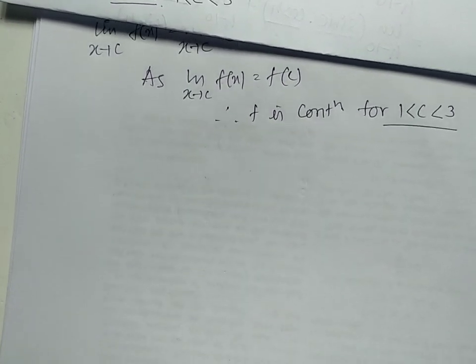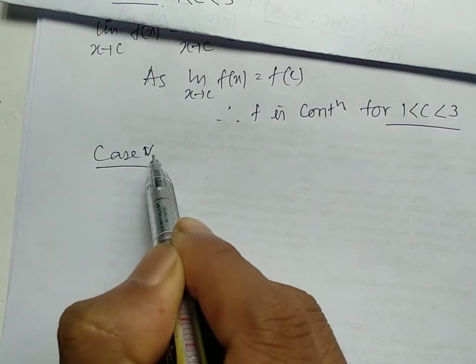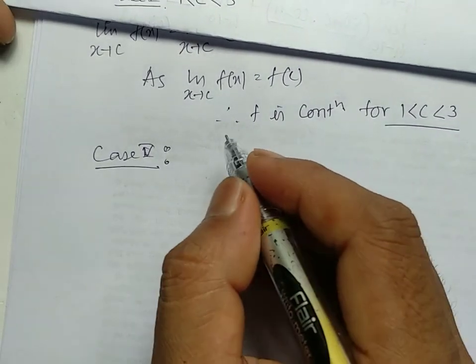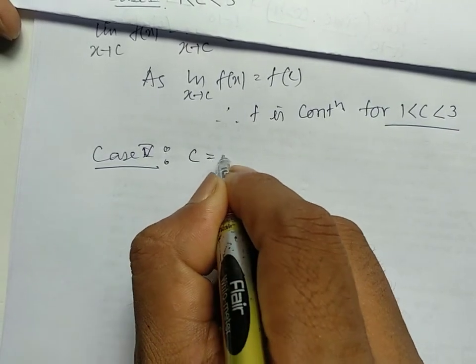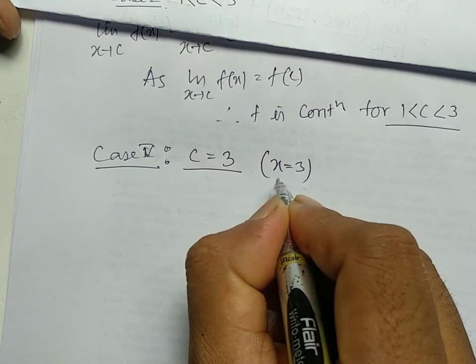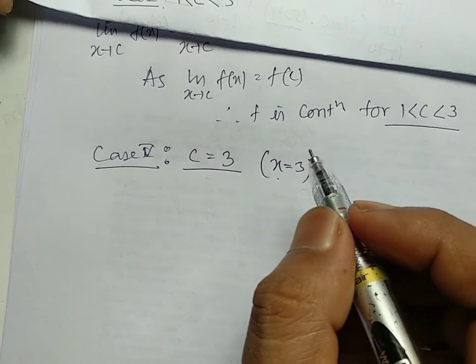Case 5. What is case 5? So we will discuss case 5. Case 5 is nothing but C is equal to 3, means x is equal to 3. I have written this here only for you to imagine, because in the exam you are not supposed to write it down. So C is equal to 3.